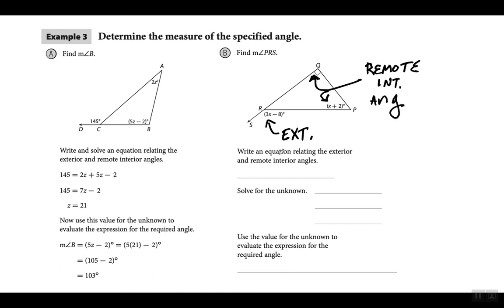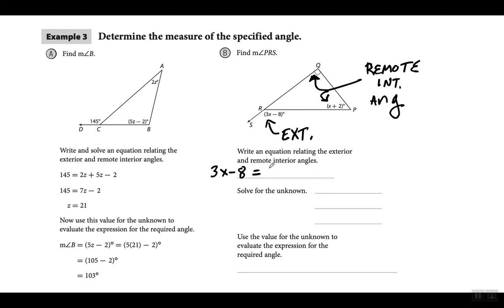Okay, so write an equation relating the exterior and remote interior angles. Escriben una ecuación relacionando, no sé cómo traducir eso bien, el ángulo exterior. Escribe una ecuación enseñando la relación entre el ángulo exterior y los ángulos interior remoto. Alright, so I would write 3x minus 8 equals, how much is this angle? 90. Este ángulo es 90.